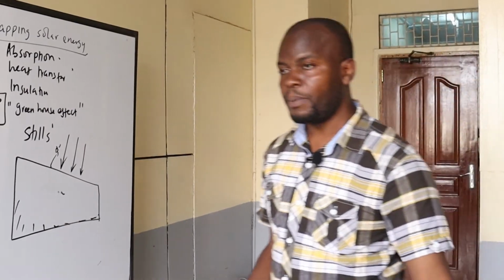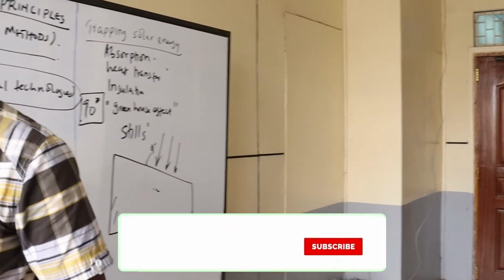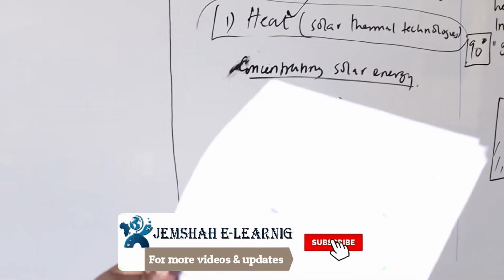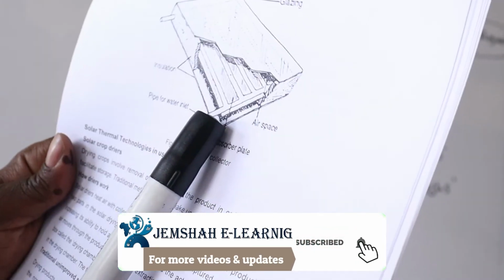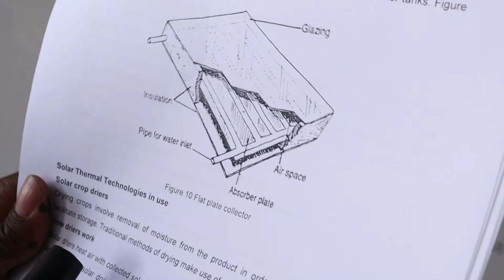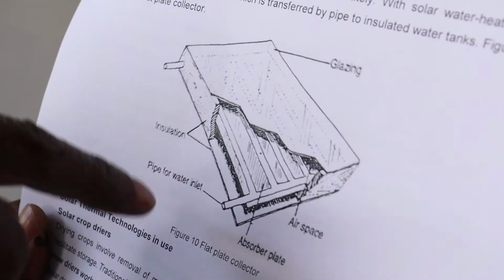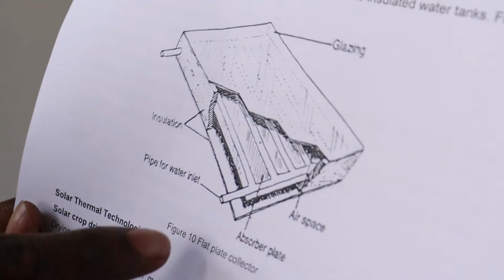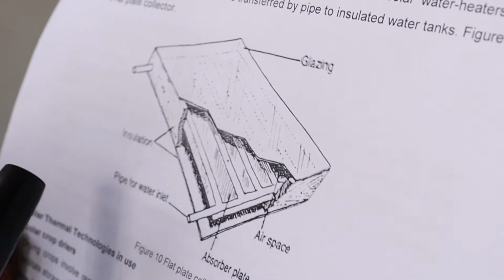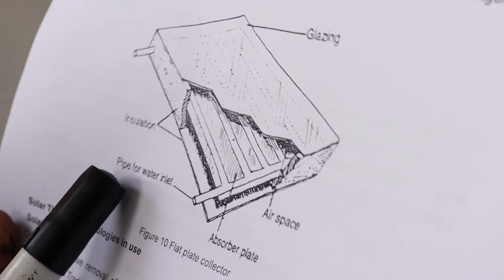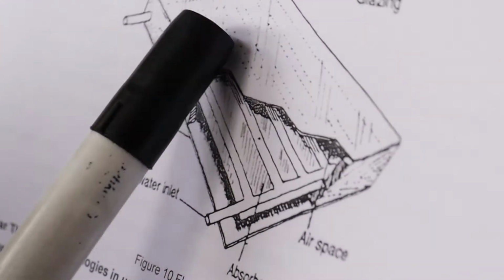So when you talk about the plate collector, this is now what we have for the plate collector. Here we have what we call the plate collector. In this case, we have the transparent cover, the airspace, the inside painted black, and the insulation.